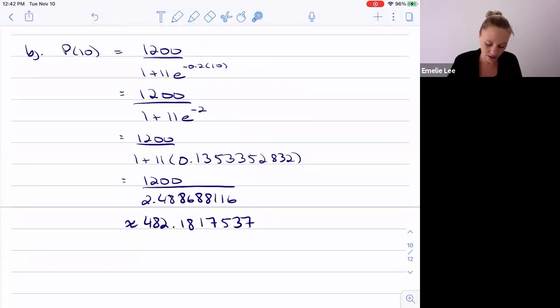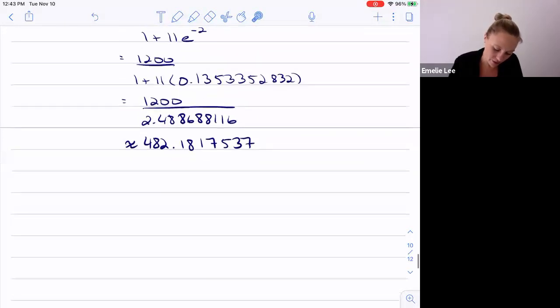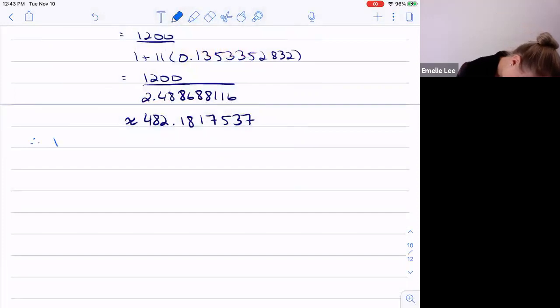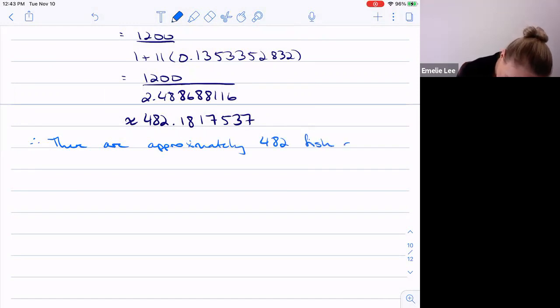For a population, we would probably say this is 483 fish, or closer to somewhere between 482 and 483 fish after 10 years. So just a prediction anyways. Therefore, there are approximately 482 fish after 10 years.